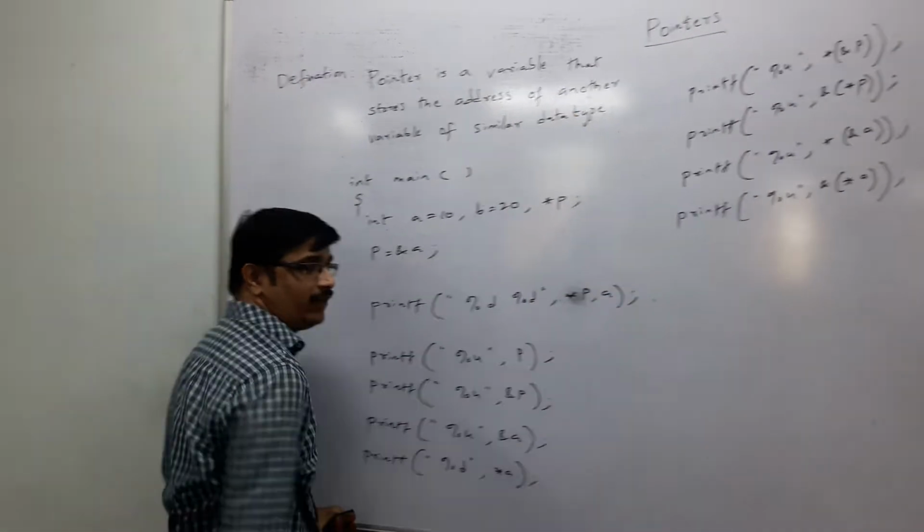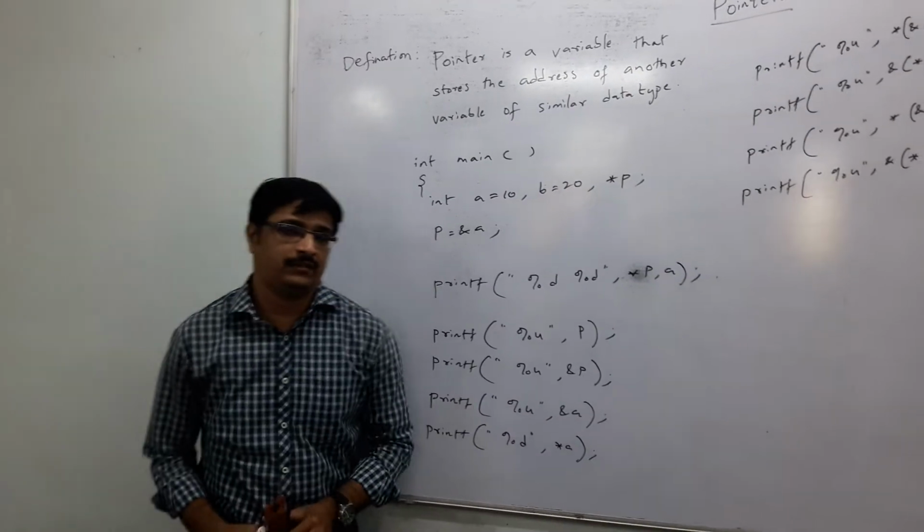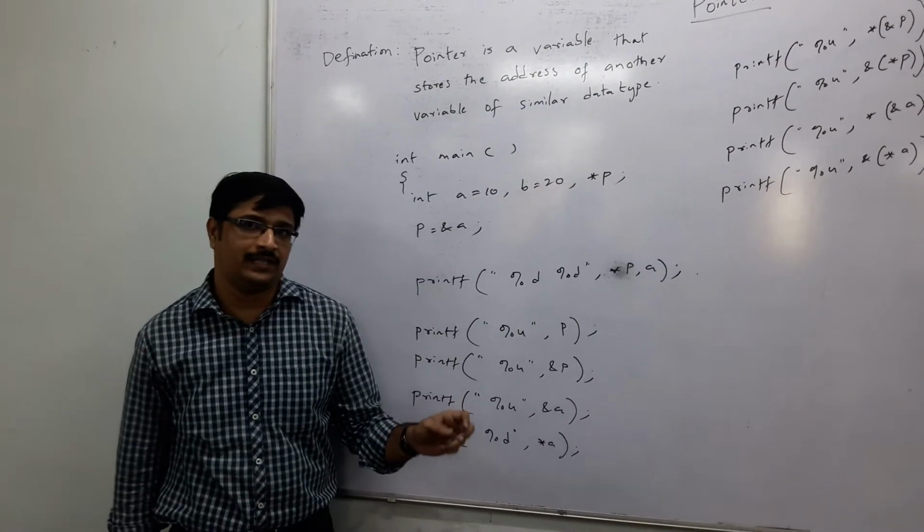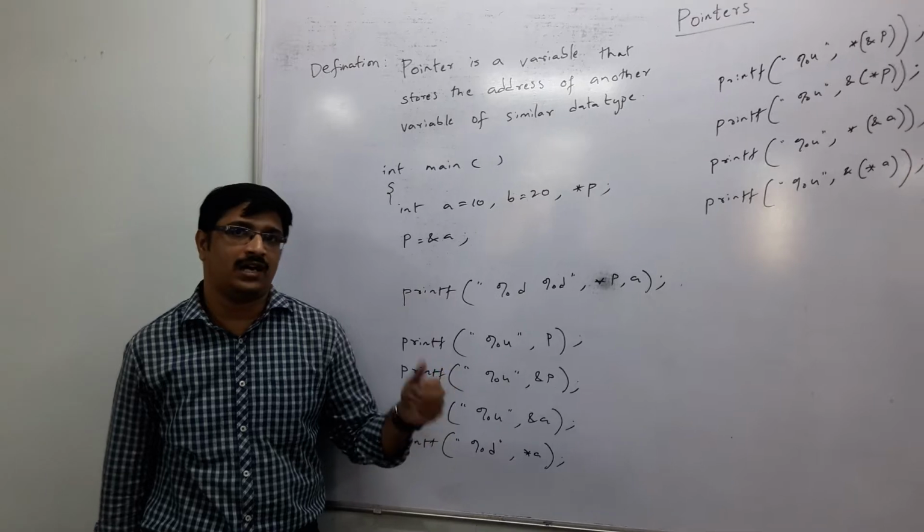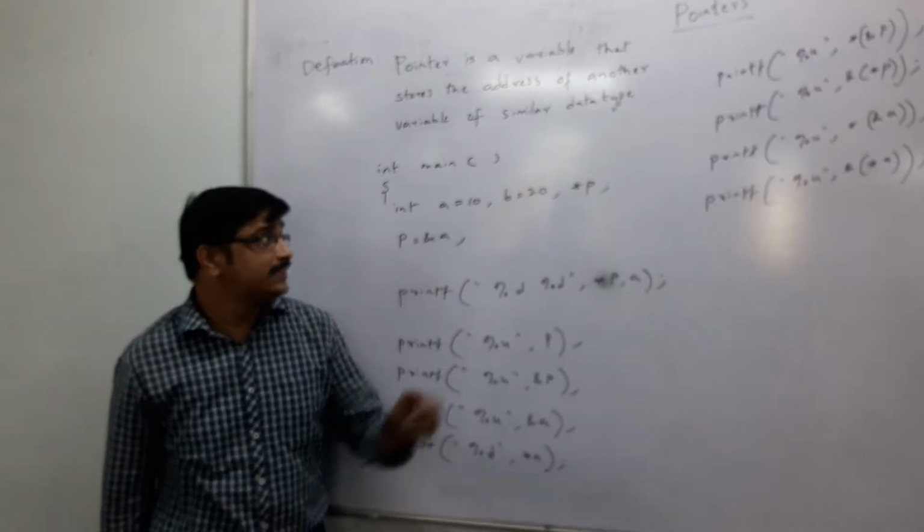Then later, in the next video, we will discuss why it should be of the similar data type. Why can't a pointer hold the address of a variable which belongs to another data type?